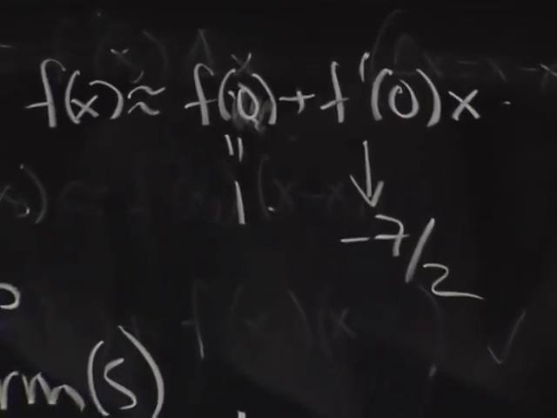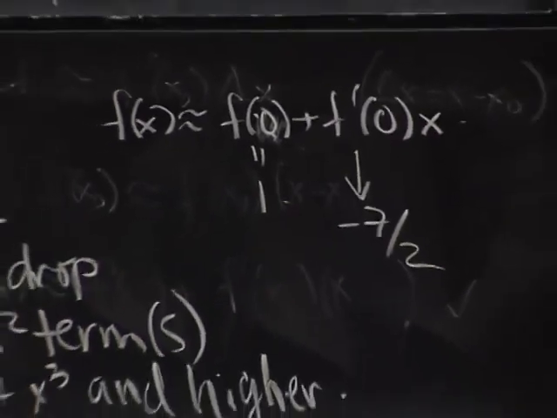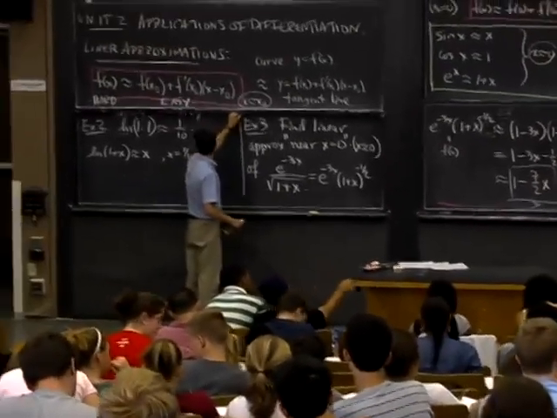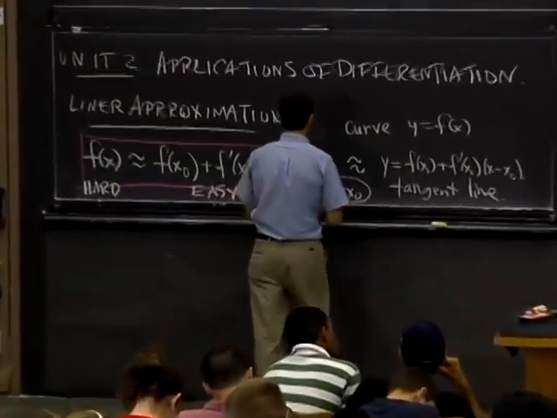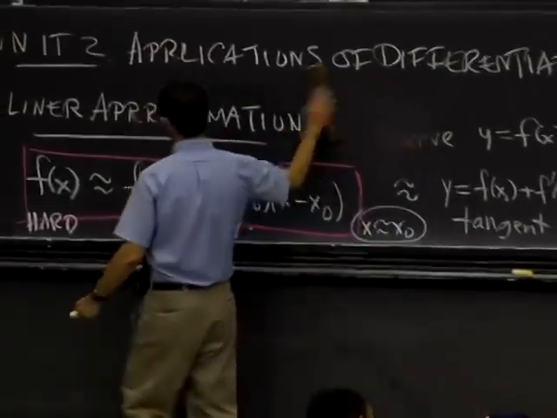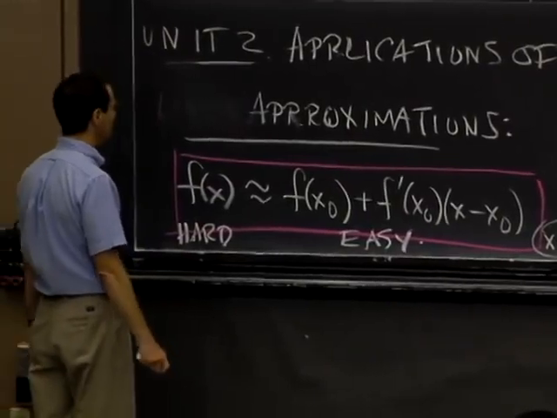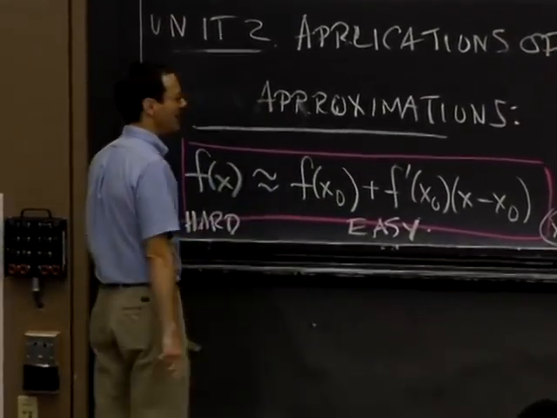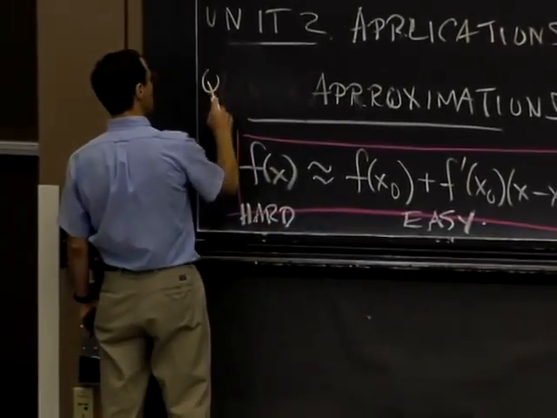All right, so now I want to go on to quadratic approximation. And now we're going to elaborate on this formula. That should have been linear approximation. Oh, that's interesting. Okay, so that was wrong. But now we're going to change it to quadratic.